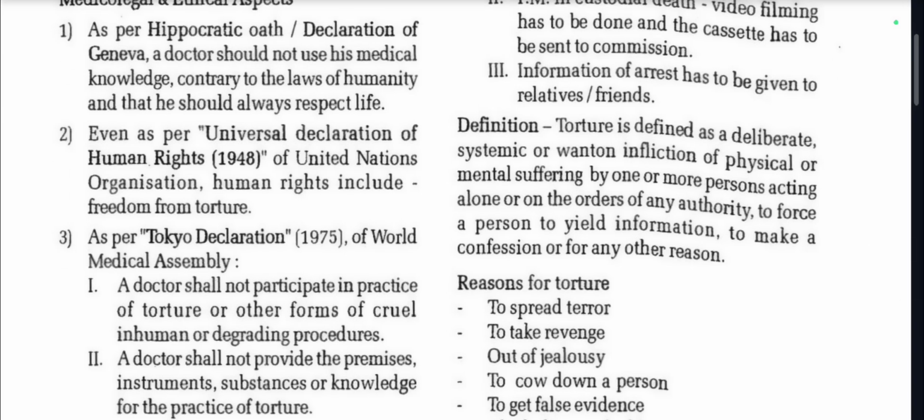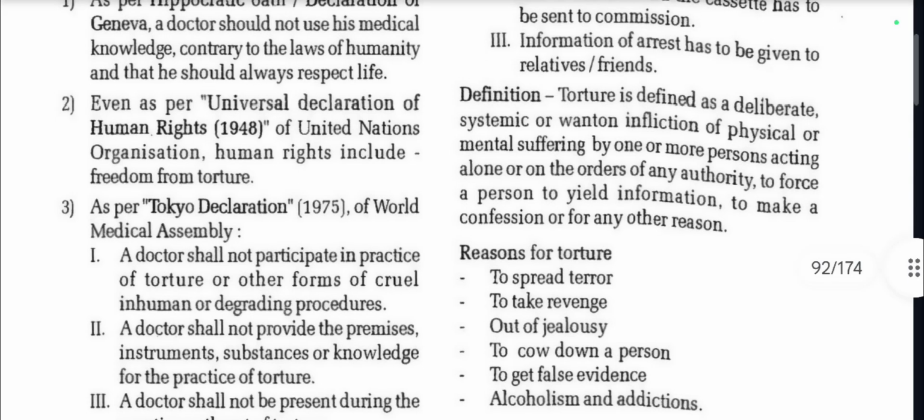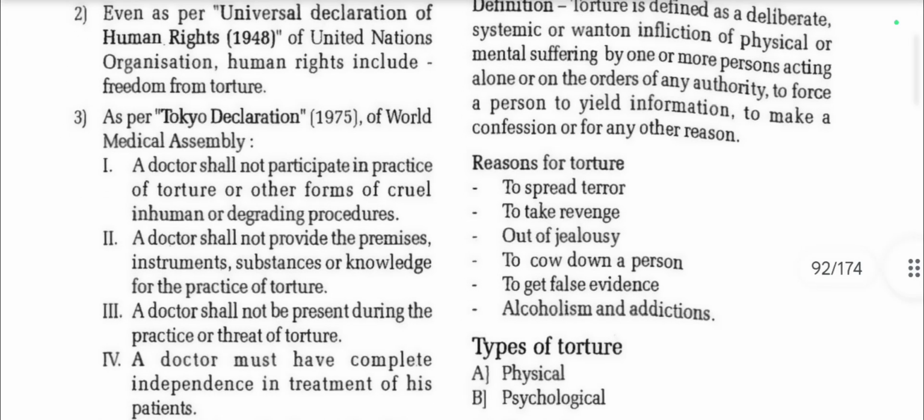Define torture. Torture is defined as a deliberate, systemic, or wanton infliction of physical or mental suffering by one or more persons acting alone or on the orders of any authority, to force a person to yield information, to make a confession, or for any other reasons. So, in simple words, it is deliberate, obviously. Then it can be systemic and wanton infliction of physical or mental suffering. Either it can be physical or it can be mental. Then it can be carried out by one person or many persons, or by persons acting on the orders of any authority. So everything you can write in the definition, either to make a confession or for any other reasons.